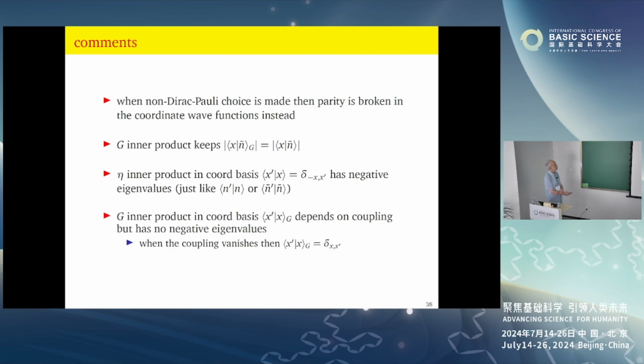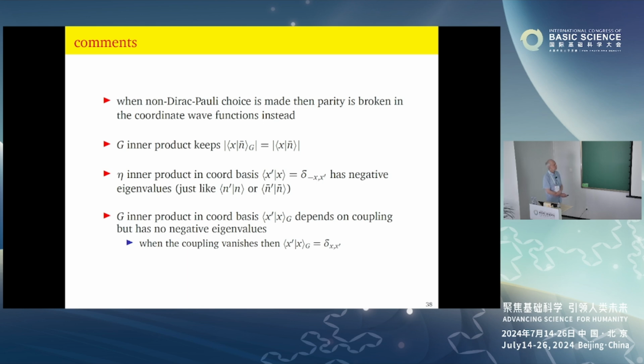The next comment is, if you go to the other choice, remember I said there are two solutions. In the other choice, it's broken in the coordinate wave function instead. You can ask what the G inner product is doing. It doesn't do anything as long as you're looking at the absolute value of these wave functions. A few other comments. The eta inner product in the coordinate basis, x prime and x, is delta of minus x prime, so that's not a diagonal matrix. It turns out to have negative eigenvalues. That's not surprising. In the occupation number basis and the full energy basis, we also got negative eigenvalues, which are negative norms.